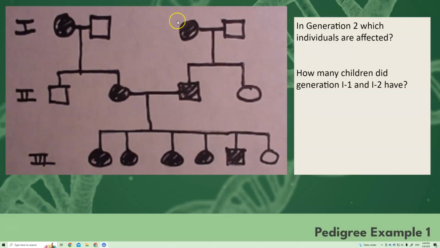We're going to start with a basic pedigree. We're going to run through 4 pedigrees together, and then there's a 5th example that I want you to try on your own. So in our first example here, it's just going back to how do we read pedigrees.